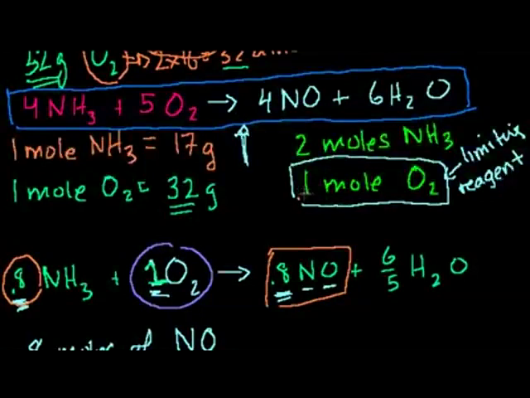If I had, let's say, 10 moles of oxygen and 2 moles of ammonia, in that case ammonia would have been the rate limiting factor, because then I would have had more than enough oxygen. For 2 moles of ammonia I only need 2.5 moles of oxygen. So 10 moles would have been overkill.